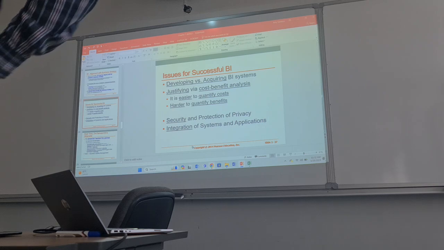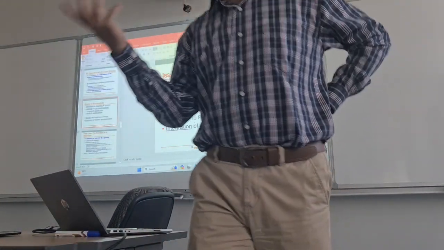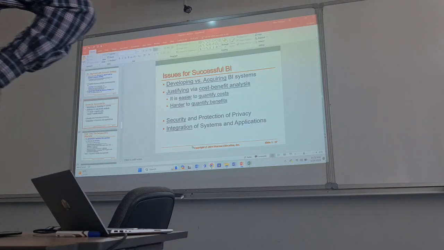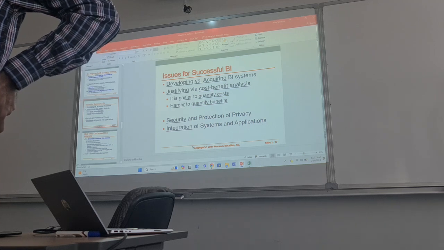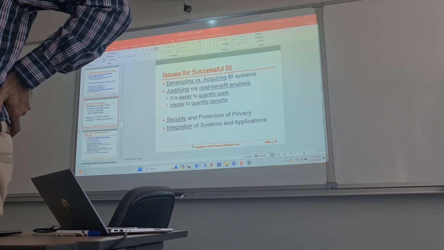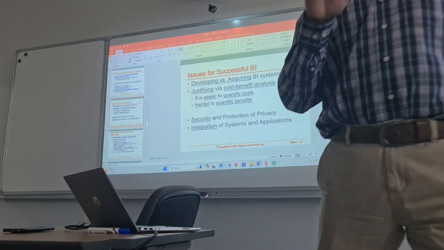But what about benefits? You can see that I wanted to improve my decision making. What does that mean? How am I going to convert that into numbers? Do you see the challenge here? Many things you will only be guessing, you can only be predicting, but you cannot show until you actually do it, right? So this is one of the challenges that you face as planners.